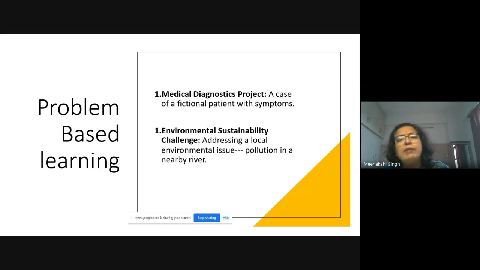Otherwise, no matter, you can add things to this somewhere. There is also STEAM, with arts also. You can do anything, no matter what you do, unless the teacher changes, unless the methodology changes, unless the pedagogy changes, these things will not be of any use.